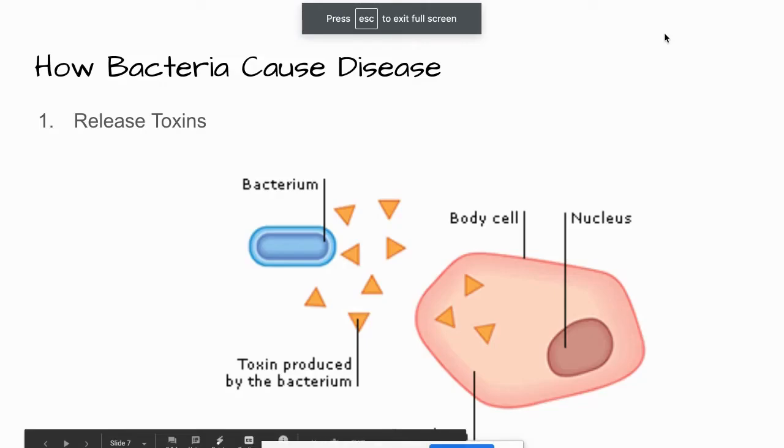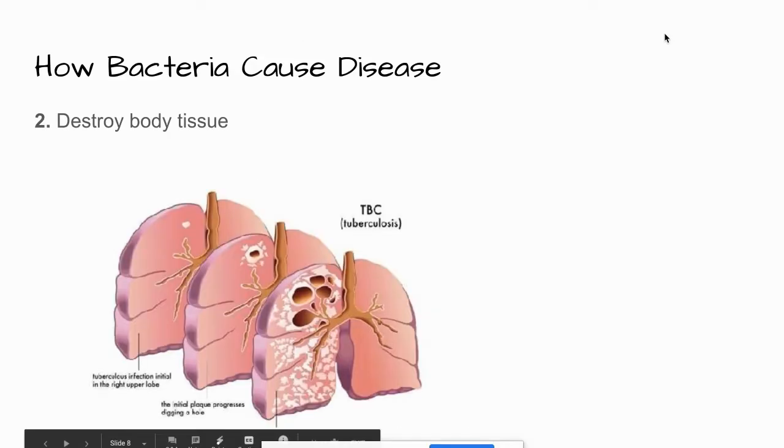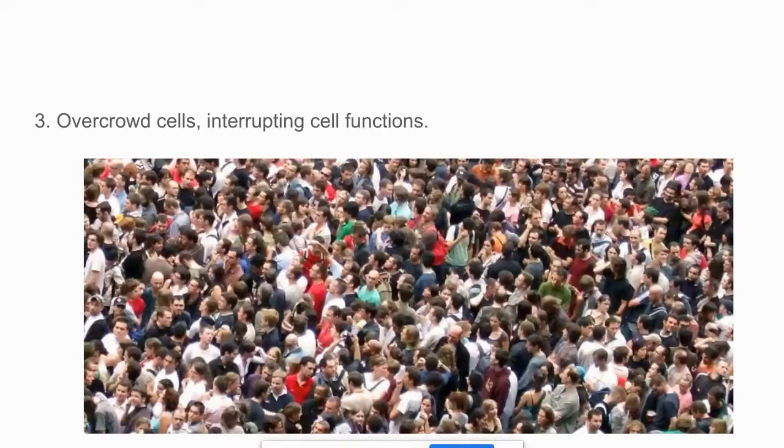They release toxins. Another way is that they destroy body tissue, and they do that by destroying cells. And over time, the destroyed cells will leave these gaping holes in tissues. So there's a condition called tuberculosis caused by a bacteria, and throughout time, the person can have very damaged lung tissue because of the way these bacterial cells have eaten through the body cells.